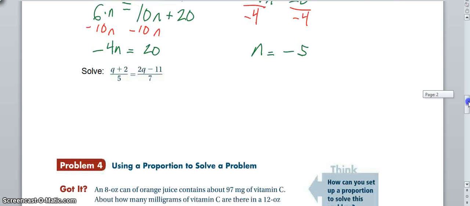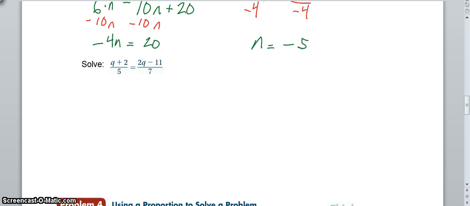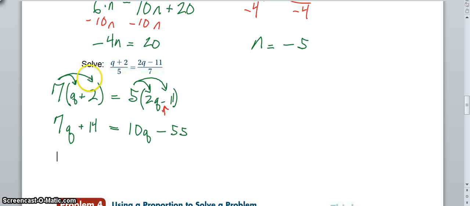Go ahead and try this one right down here. It's pretty difficult because you have to distribute on both sides once you get your cross products. I will pause this and be right back with some help, but try it on your own. Alright, when we set up this cross product, you get 7 from down on the bottom and (q plus 2) from the top. The other cross product is 5 times (2q minus 11). Now you have to pay attention to that minus right there. When we do the distribution, we get 7q plus 14 is equal to 10q minus 55.